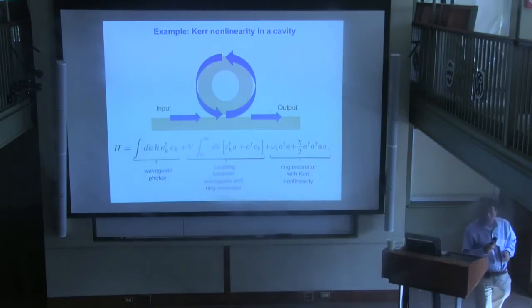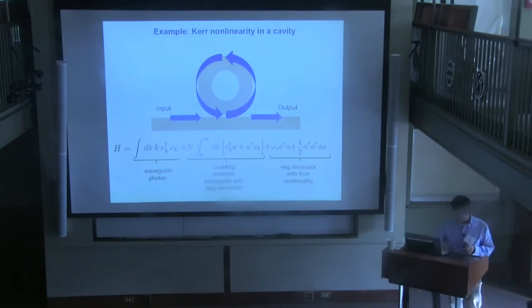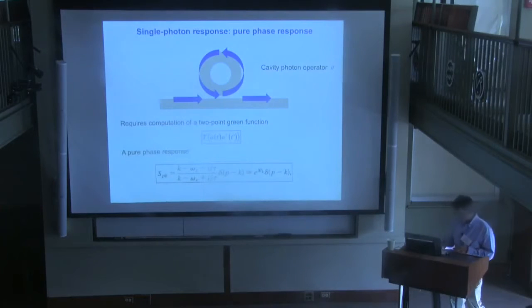I would like to give a very simple example. This turned out to be a chiral example, and I just heard this very exciting talk that Peter just gave about chiral systems. You have a waveguide coupled, in this case, to a ring cavity. And the ring cavity supports a Kerr nonlinearity. And you can do this computation for this system.